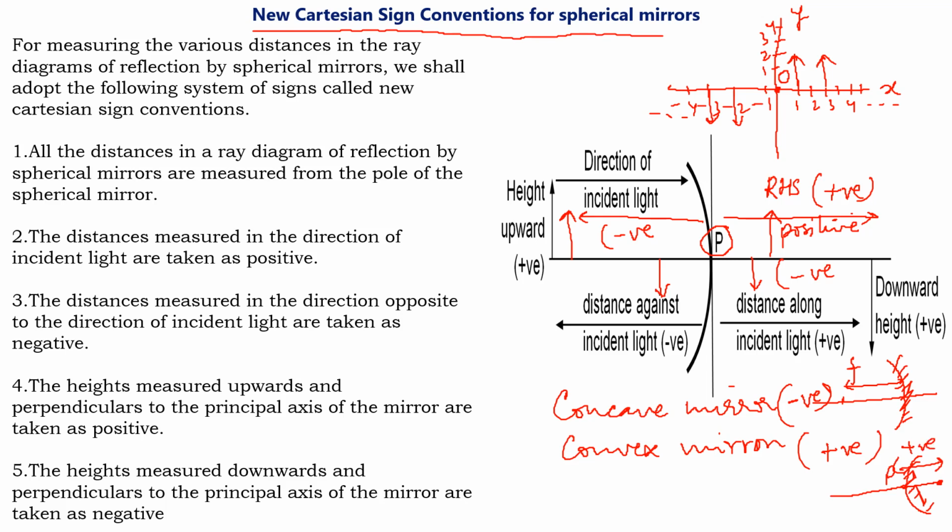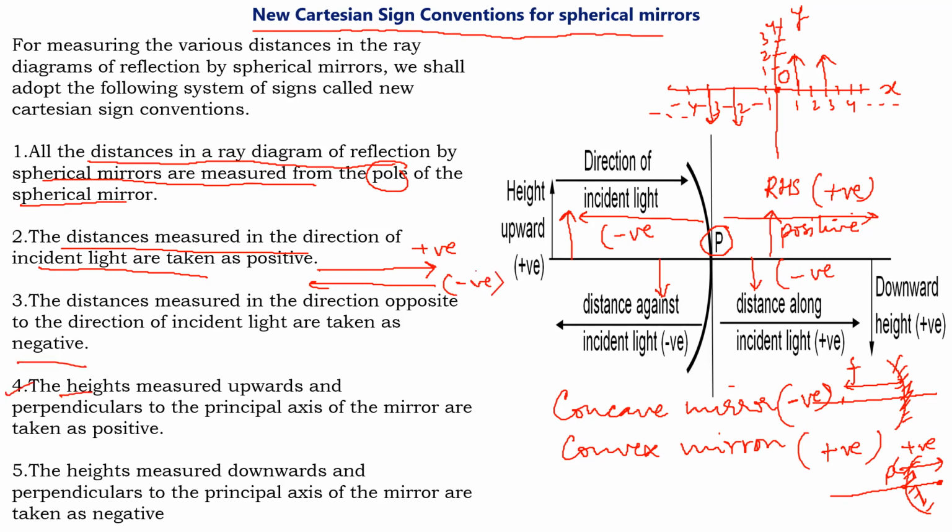Same things are written here. All the distances in the ray diagram of reflection by spherical mirrors are measured from the pole of the spherical mirror. So pole is actually considered as the origin. Distances measured in the direction of the incident ray are taken as positive. So obviously if the direction is this, it is positive in that direction. And if it is opposite, it is taken as negative. That's what it is told here.